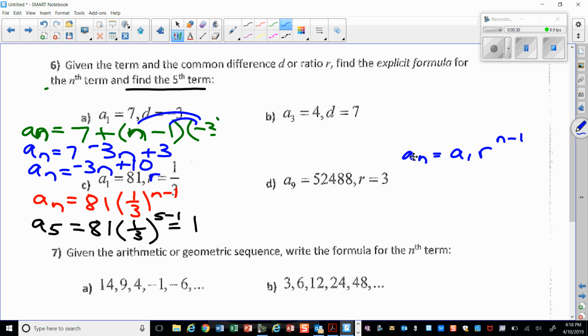All right, so now though I know the ninth term is 52,488. I don't know the first term, and I know the ratio is 3. But n, remember n now, right? Because this is a to the ninth, I'm doing a to the ninth equals a to the 1 times r, and so that n now is 9 minus 1.